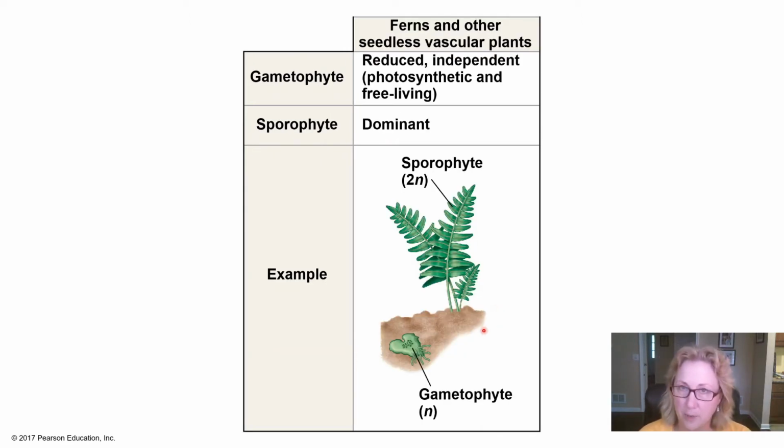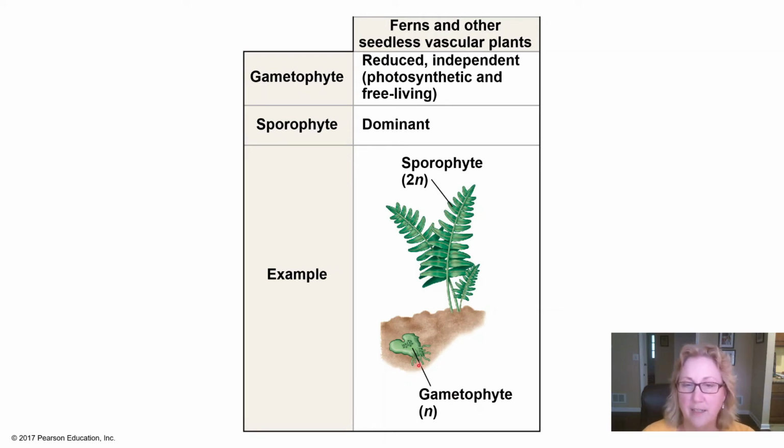With our seedless vascular plants, the sporophyte is now the dominant plant that we see, like in ferns. There is still an independent gametophyte, and the gametophyte is essential. The gametophyte allows that little unprotected sporophyte embryo to grow. So the haploid spores grow into the gametophyte, and then the gametophyte produces the gametes. Gametophyte produces gametes. Sporophyte produces spores.